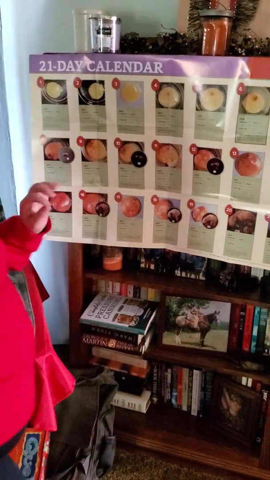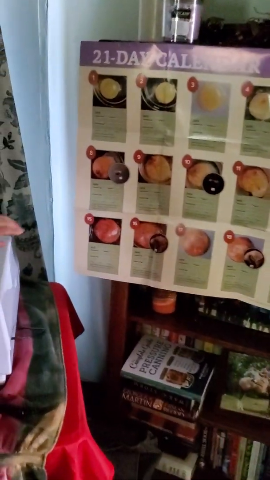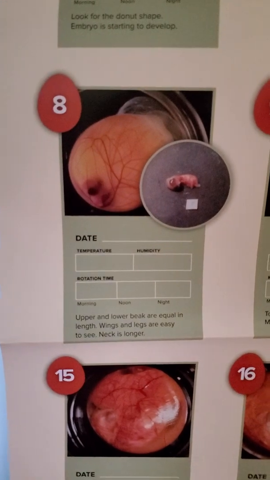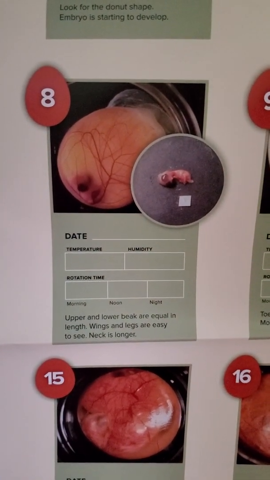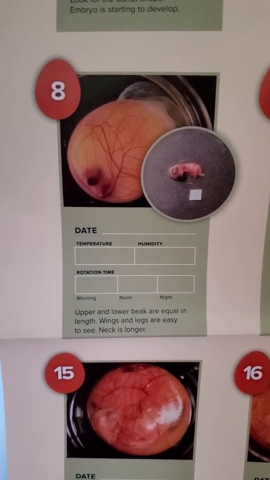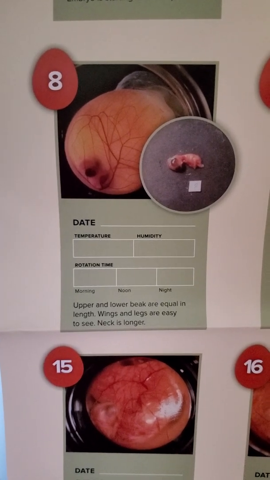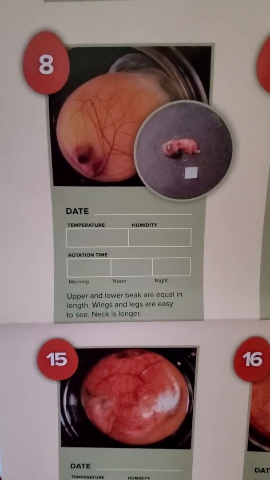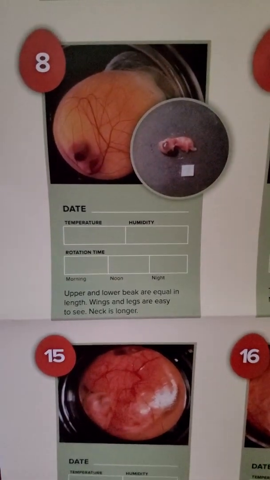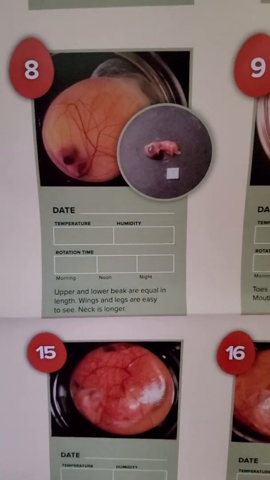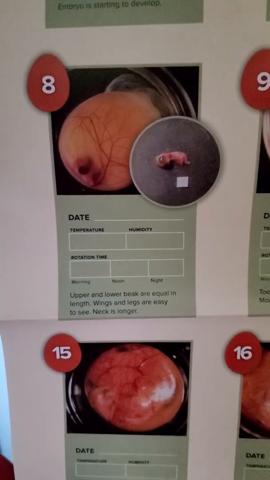So if we come over here and look at our chart, we can see what it should look like today. Today, down here, we are on day 8. This is where the upper and lower beak are equal in length, the wings and the legs are easy to see, and the neck is becoming longer. That's the part of the development that we're in today.